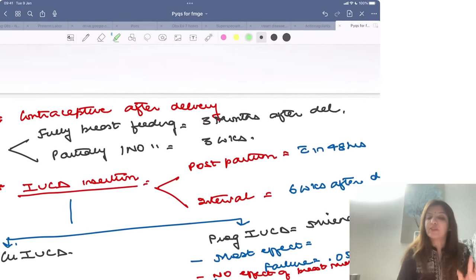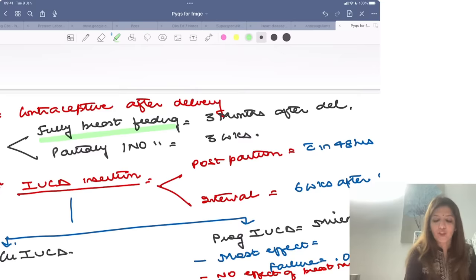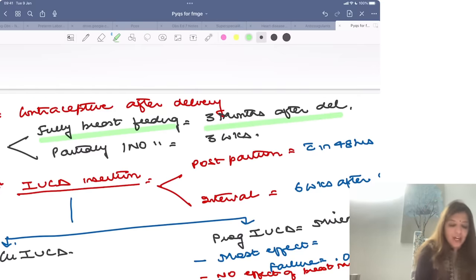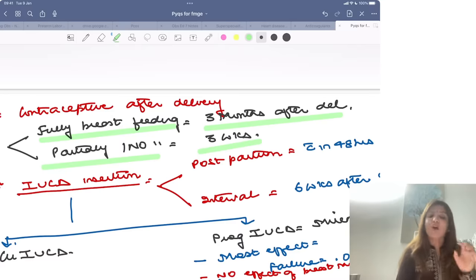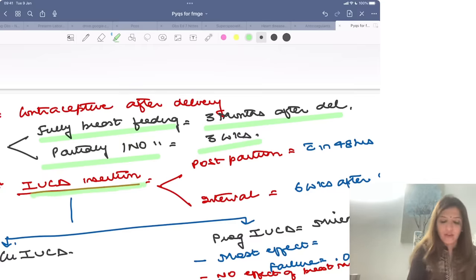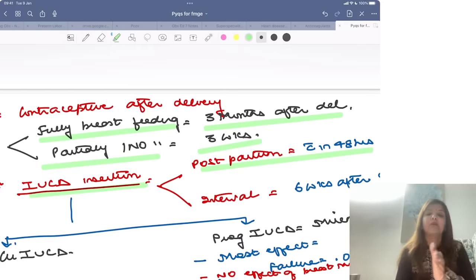Now, when you are using contraceptive after delivery, in a fully breastfeeding female, contraceptive should begin 3 months after delivery. In a partially breastfeeding female, or in a female who is not breastfeeding, the contraceptive should begin 3 months after delivery, right? Now, in case of IUCD, when can you put IUCD in a female who has recently delivered? You can put IUCD within 48 hours of delivery. If you put IUCD within 48 hours of delivery, that is called postpartum insertion.